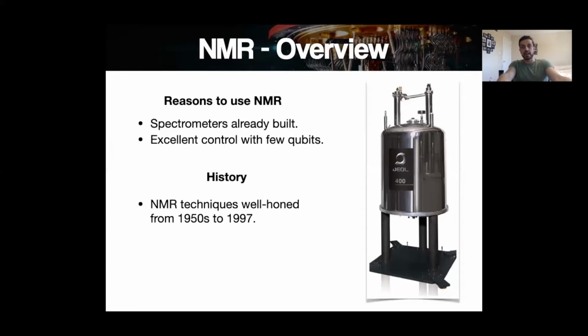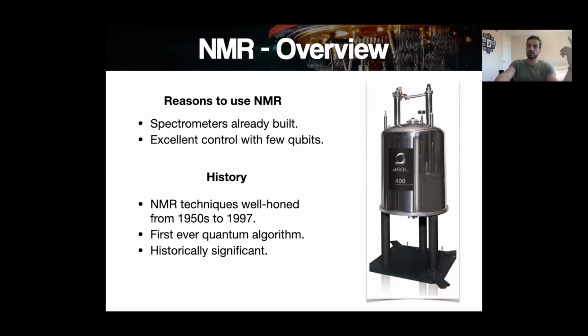Historically, because the NMR techniques had been well honed from the 50s to the late 90s, I said 92, but I should have said 97 was when it was first used, it was one of the very first quantum computers that people were able to implement quantum algorithms on. I mean, it was the first one. And so it's historically quite significant. And since that first algorithm, many other quantum protocols have been first done on NMR. One very notable one is quantum error correction.